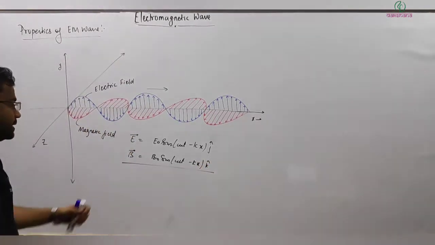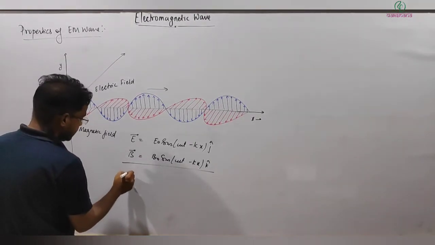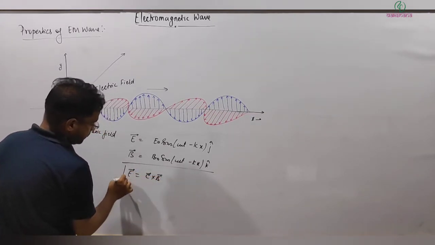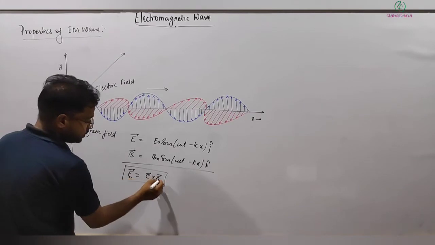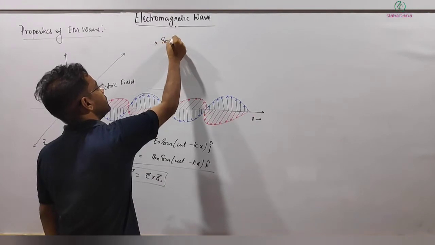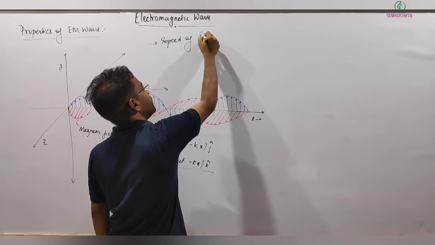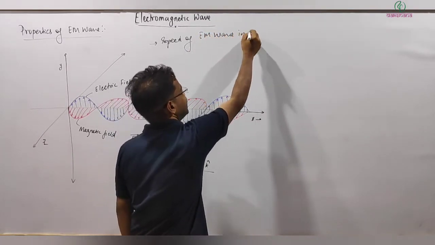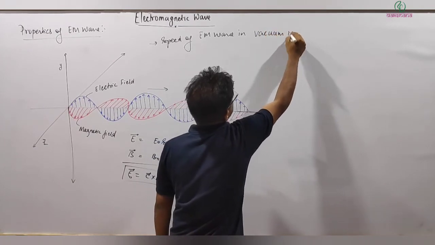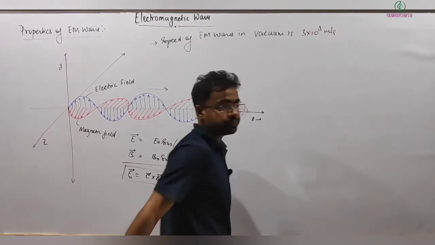The relation between electric and magnetic field we can also have. Here E bar is equal to C bar cross B bar, or in magnitude. C is what? Speed of light. So the speed of electromagnetic wave, or EM wave, in vacuum is equal to 3 into 10 raised to power 8 meter per second.